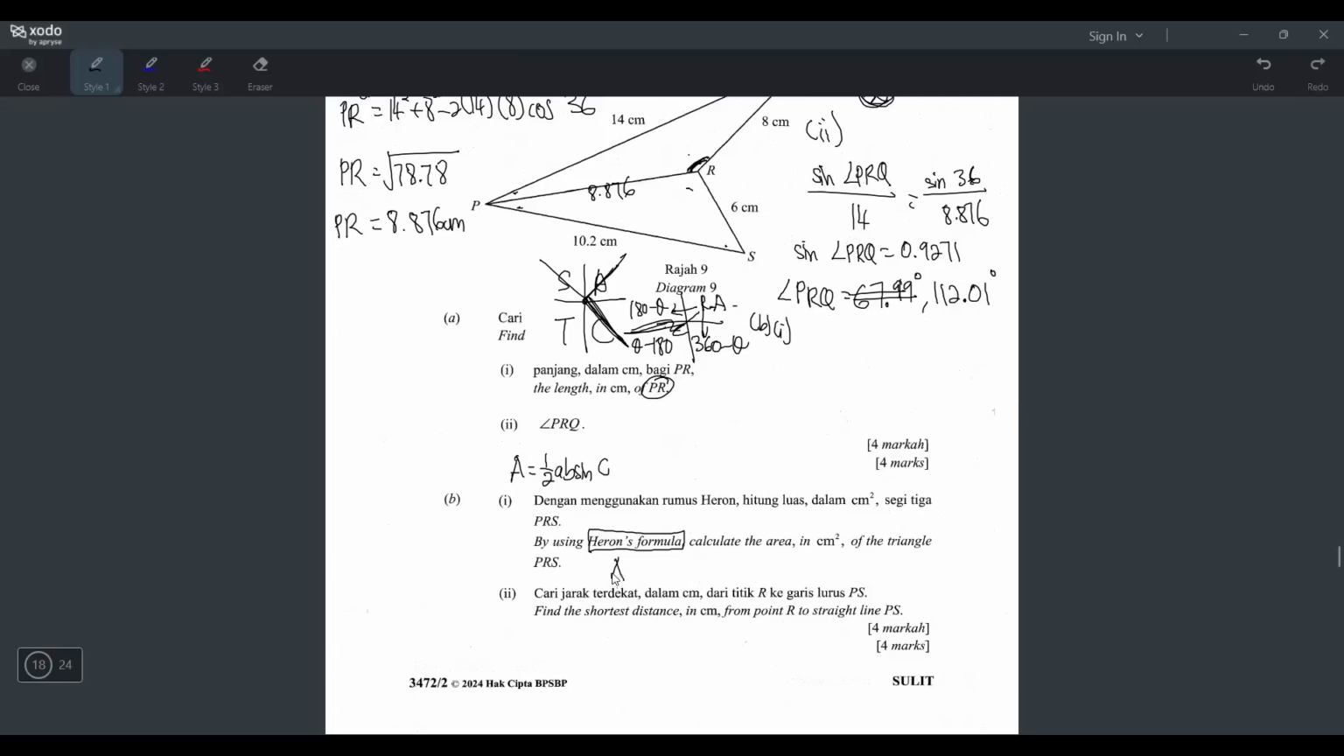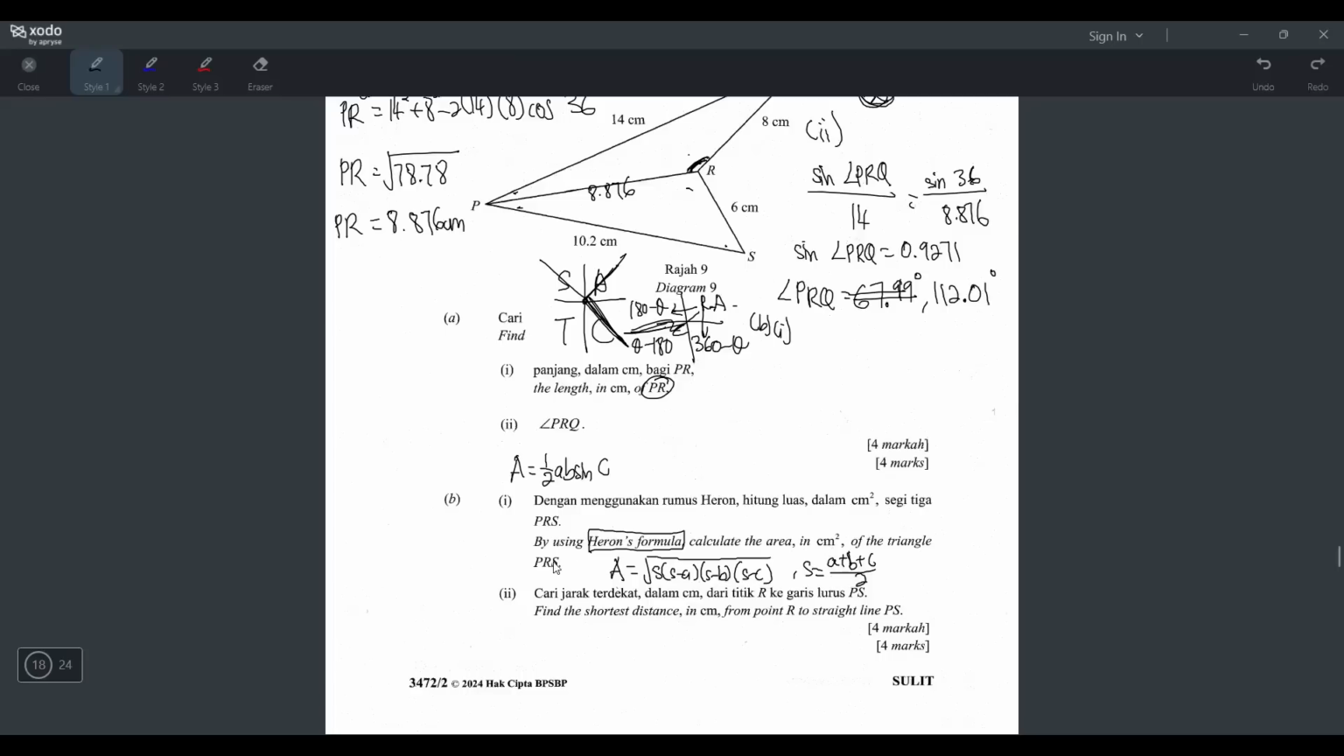So the formula looks like this: A equals the square root of S bracket S minus a bracket S minus b bracket S minus c. So this is Heron's formula. And what is S? S is a plus b plus c over 2. And what are a, b, c? They are the three sides of the triangle.